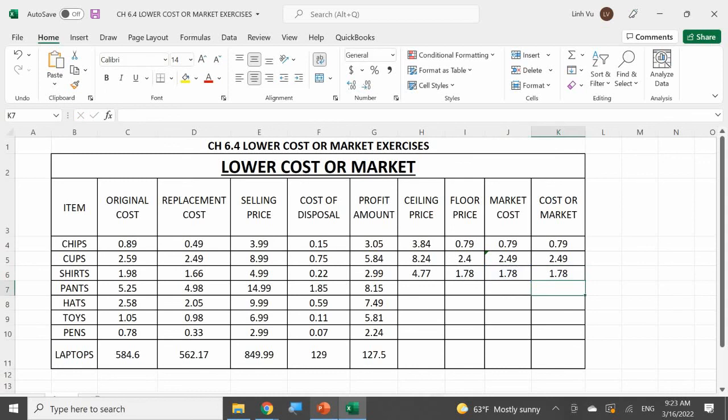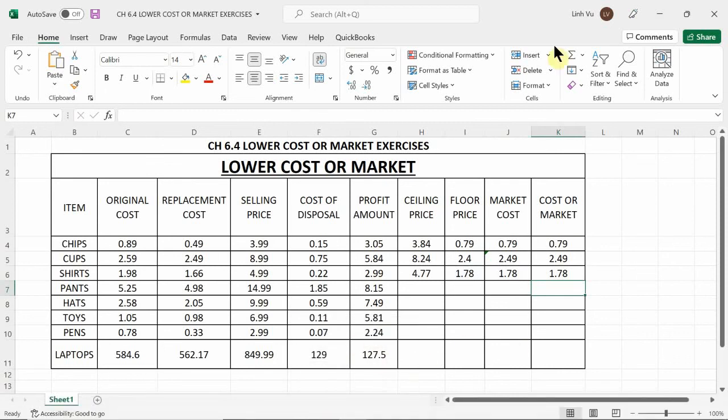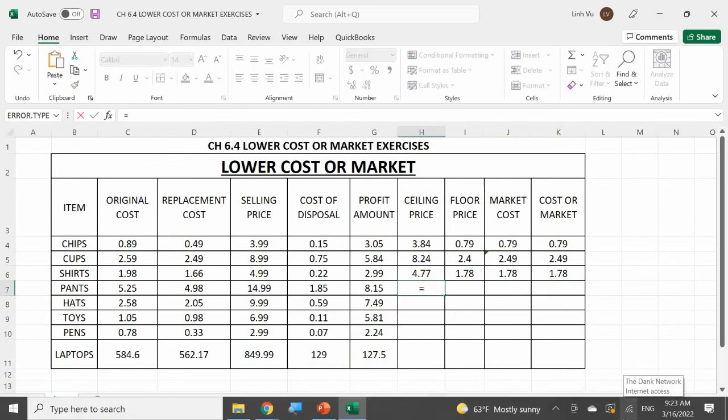Okay. Another example: I bought pants that cost me $5.25. It's telling me now it's worth $4.98. I sell these for $14.99. It's going to cost me $1.85 to dispose, and the amount of profit I want to get out of it is $8.15. How do I solve for the ceiling? $14.99 minus $1.85, which is $13.14.